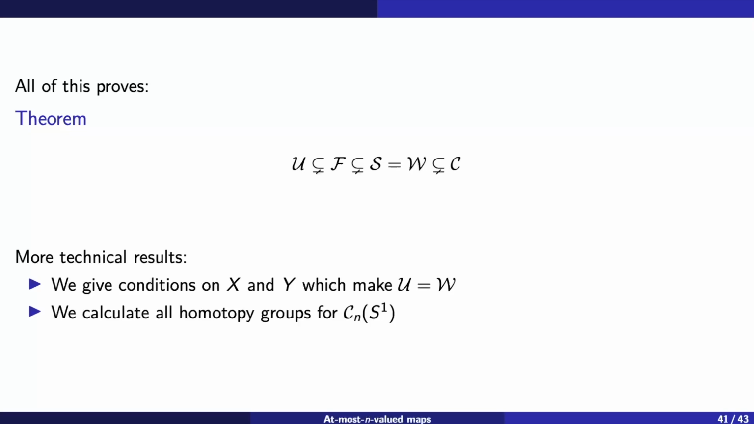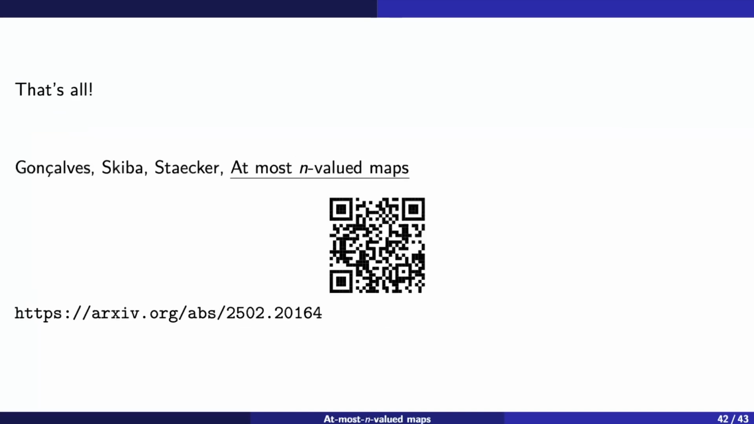And then we also talked about a configuration space point of view. This is the configuration space of all at most n-valued maps into the circle, and we talked about the structure of that. But anyway, that's about all. Thank you for your attention. If you want to see the paper, you can check it out. It's just called "At Most n-Valued Maps."